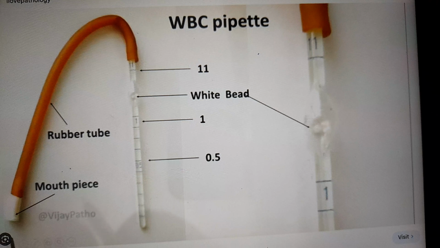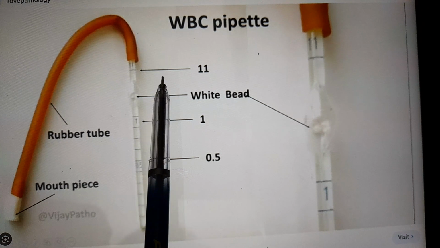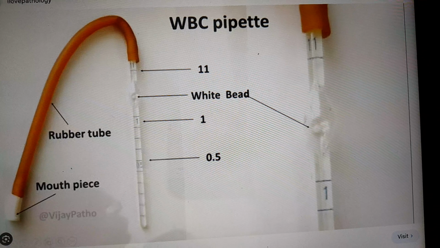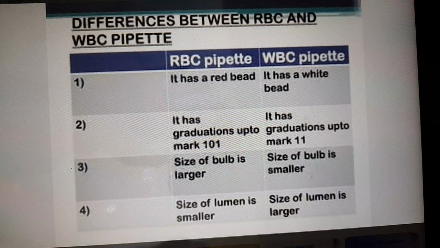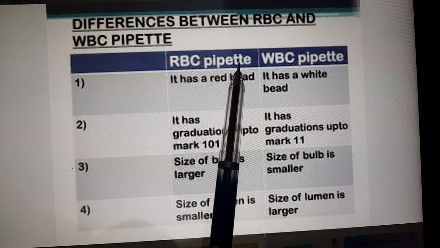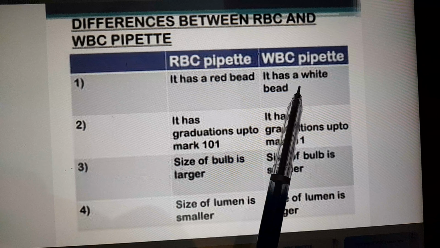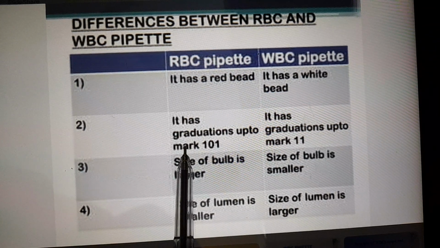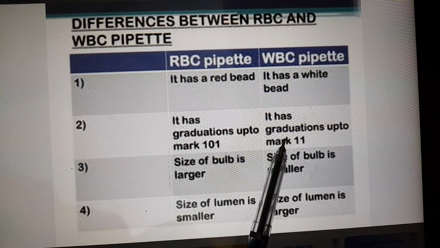Similar is the scenario with the white blood cell pipette, that is a mouthpiece, the rubber tube, white bead, 1, 0.5, and 11. Now I will show you the significance of these numbers in a while. So you should know about the difference between the RBC and white blood cell pipette. The red blood cell pipette has a red bead. The white blood cell pipette has a white bead. The red blood cell pipette has markings up to 101 and they start from 0. And this white blood cell pipette has markings up to 11.